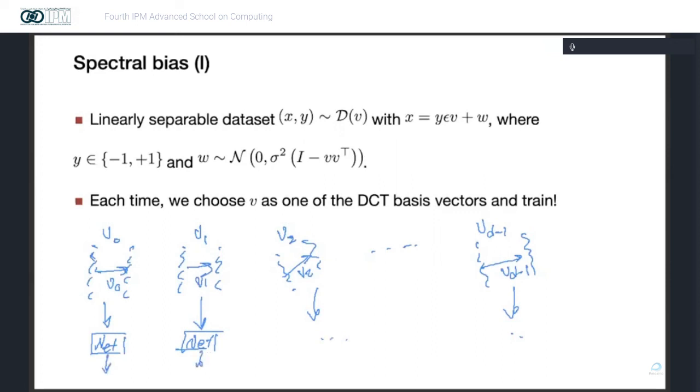So maybe in this way, if we get 100% test accuracy on all of them, then we can say, okay, it seems that there is no bias, at least up to the choice of basis. And if we observe that it's 50% for all of them, then we say, okay, the neural network actually cannot learn this simple linearly separable data set. So let's see in practice what we get.